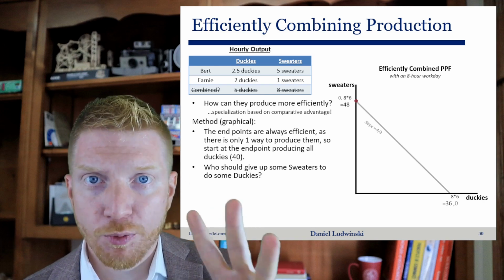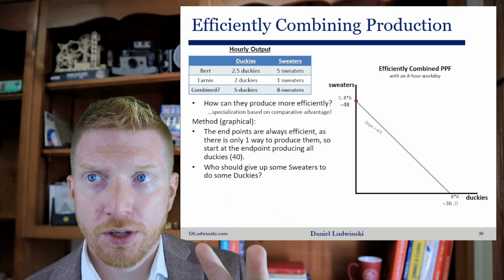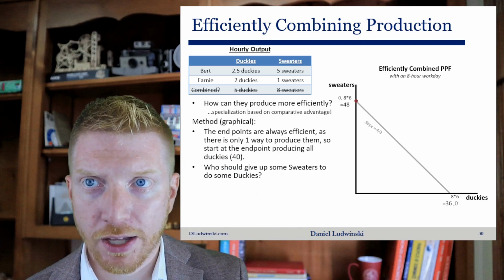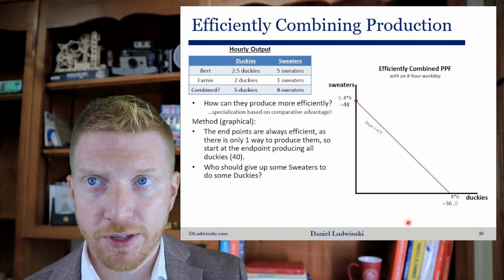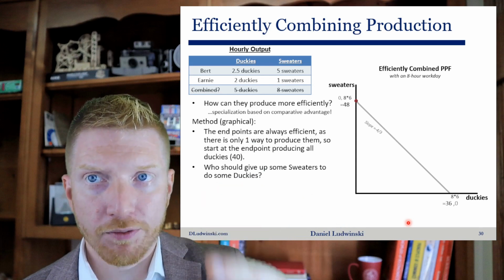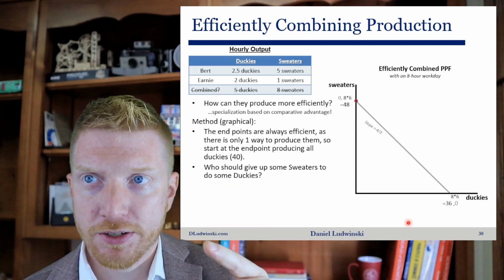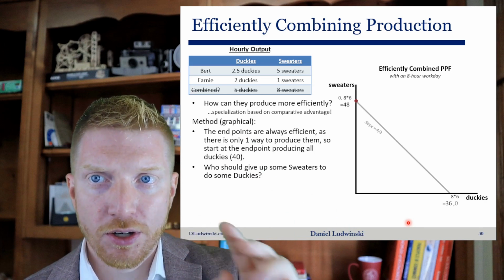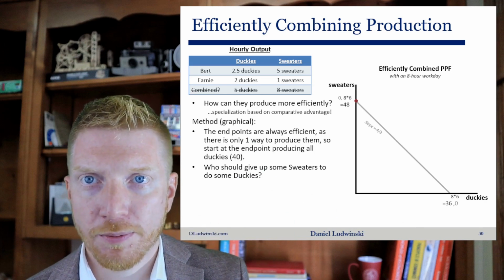Now, there are three main ways that we could do this. We could have both of them, and that was the kind of line that we have drawn, both of them give up some sweaters to make duckies. Or we could have just Ernie give up sweaters for duckies, or we could have just Bert give up sweaters to make duckies, or some combination in between.